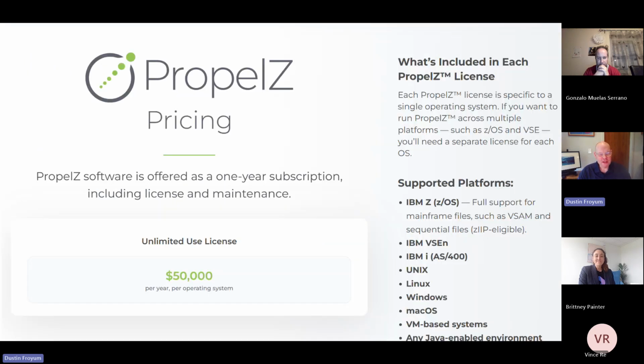So PropelZ is $50,000 per year per enterprise, and that's per OS. So for instance, if you're running z/OS and VSE, that's two different OSs, and so that'd be $100,000. But it's unlimited for the amount of data, the amount of installs, the instances. That is the true fixed cost, and that comes with those 5 drivers that Vince mentioned.